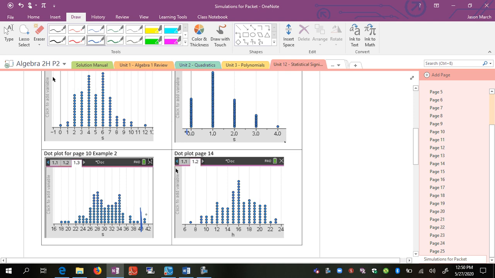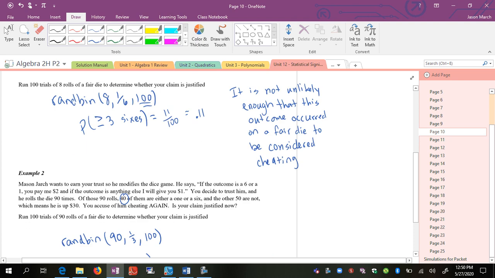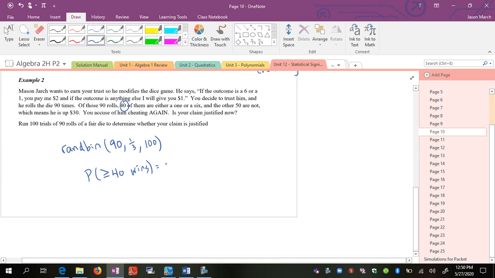And in the simulation, if I go to 40 or more extreme, we only have 2 dots. So now that means that the probability of greater than or equal to 40 wins was 2 out of 100, or 0.02. So now we can say it is unlikely this occurred on a fair die.